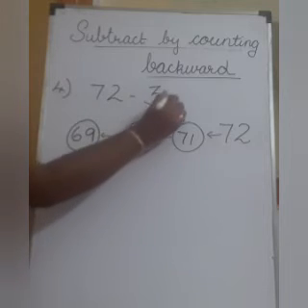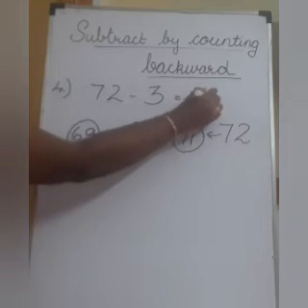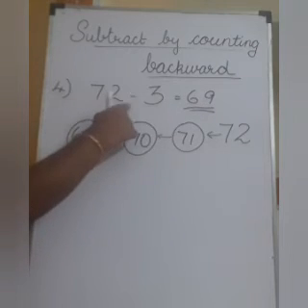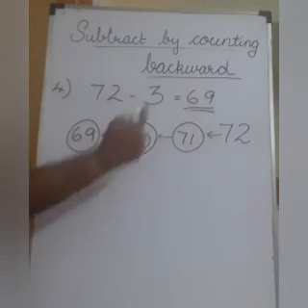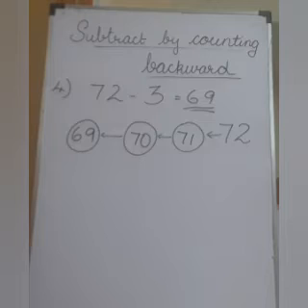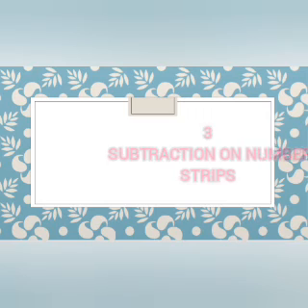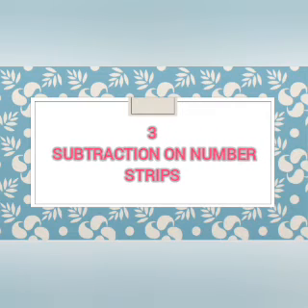69 is the answer. Dear kids, so we can say that 72 minus 3 equals what? It is 69. Is it clear, my dear kids? This is how you do the subtraction by counting backward. Is it clear?